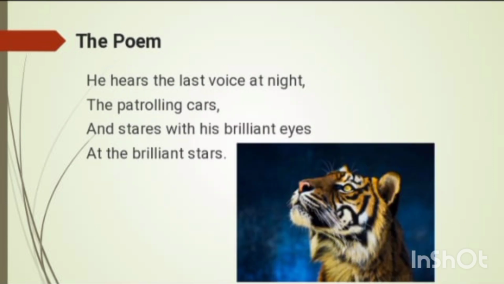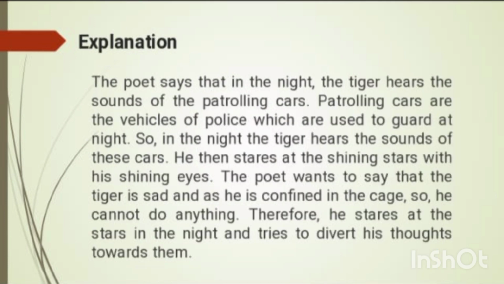He hears the last voice at night, the patrolling cars, and stares with his brilliant eyes at the brilliant stars. The poet says that in the night, the tiger hears the sounds of the patrolling cars. Patrolling cars are the vehicles of police which are used to guard at night. So in the night, the tiger hears the sounds of these cars. He then stares at the shining stars with his shining eyes. The poet wants to say that the tiger is sad, and as he is confined in the cage, he cannot do anything. Therefore, he stares at the stars in the night and tries to divert his thoughts towards them.